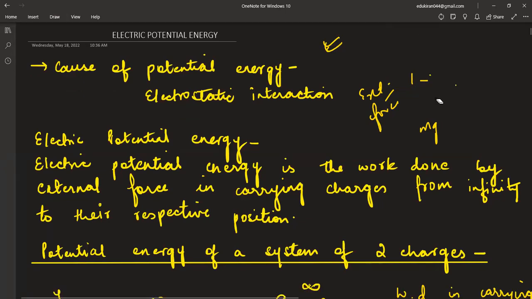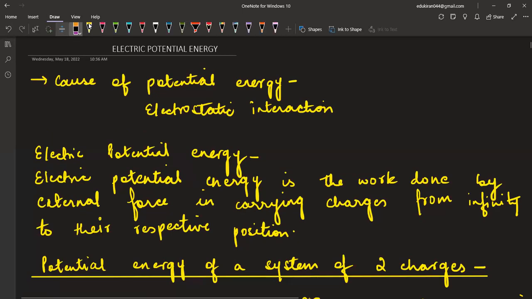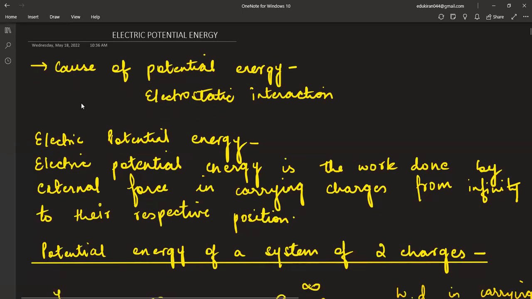So, one last time I'm repeating, what is electric potential energy? Firstly, it will come due to interaction. Whatever is the number of interactions, start counting them. Electric potential energy is the work done by external force in carrying charges from infinity to their respective position. Note this down. Text me once completed.